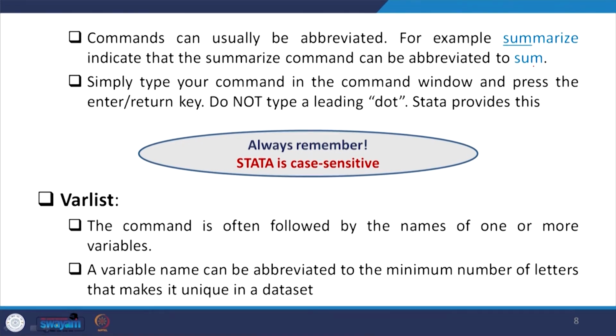Similarly, the command is often followed by the names of one or more variables. If you have one variable, it will give you the information of one. If there are more variables, then it will certainly give you more information. But for simplicity, some commands automatically take all variables, like summary; you need not type everything. Simply sum, and it will by default take all. If you want two or three variables, that information can be collected individually.